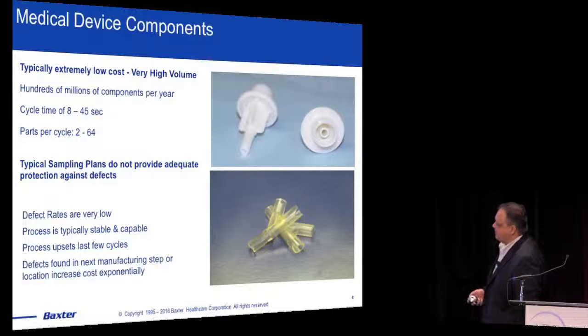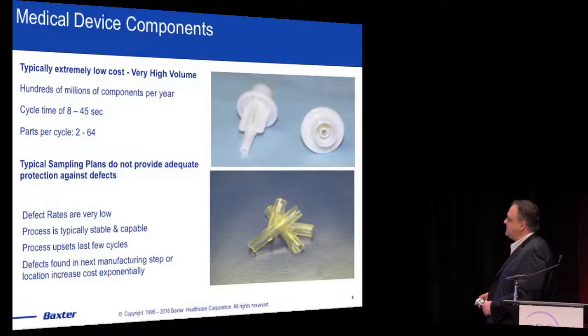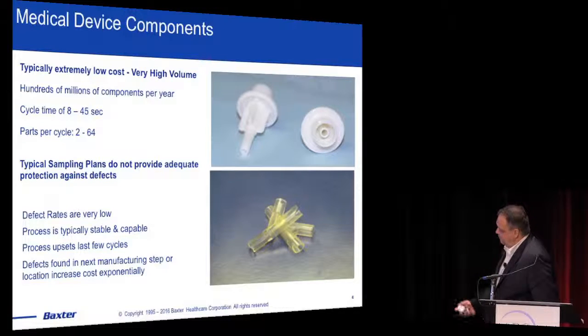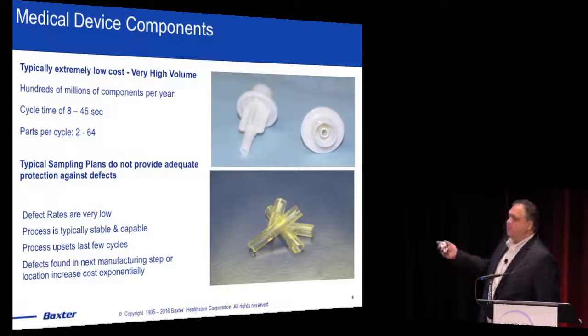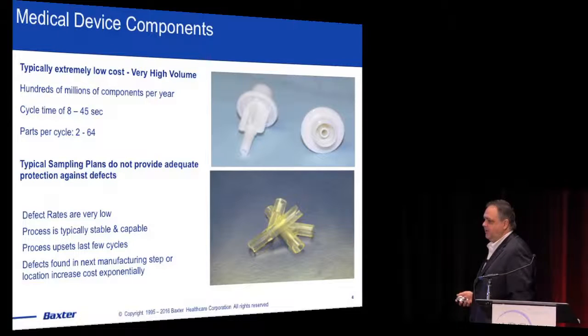So you can see a typical cycle time for me is 18 to 45 seconds, and I can produce little molded components anywhere between 2 to 64 at a time in that 18 to 45 second window. So that's why it's really important to have real-time data and the speed.